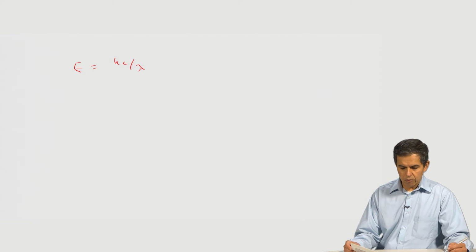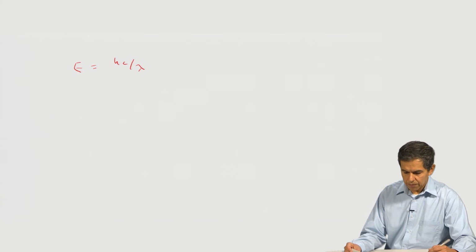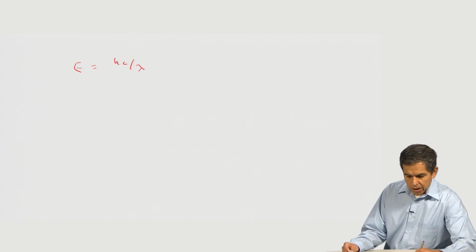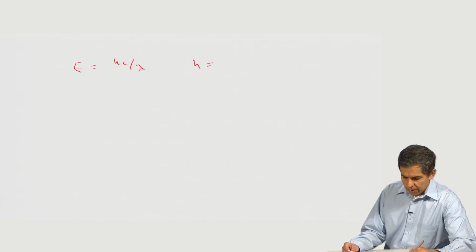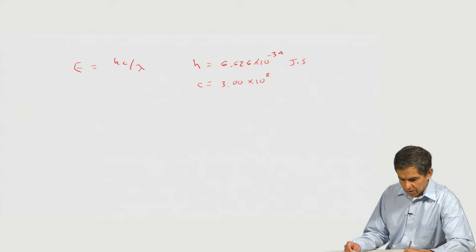So let's use that equation first. So epsilon equals hc over lambda. H is not given, so we are going to have to find that out from a textbook or it will be given in an exam. And that's 6.626 times 10 to the minus 34 joule seconds. We also need the speed of light, which is 3.00 times 10 to the 8 meters per second.